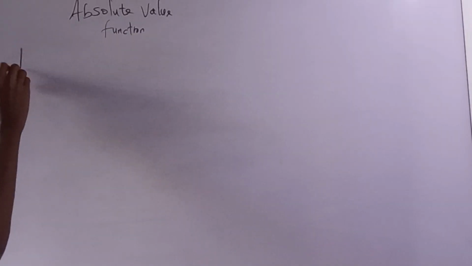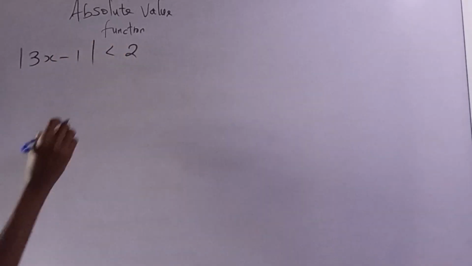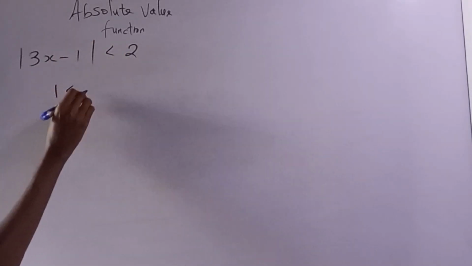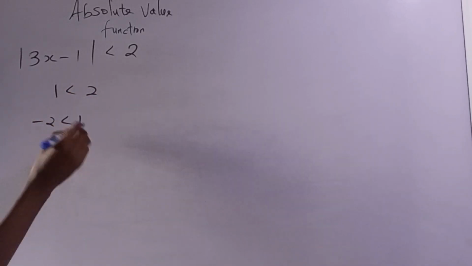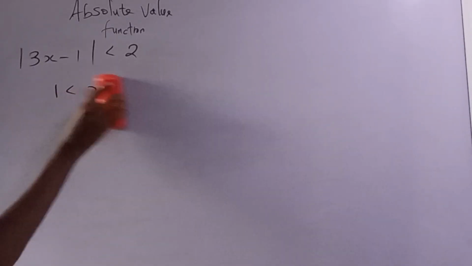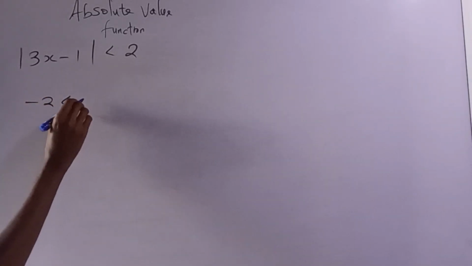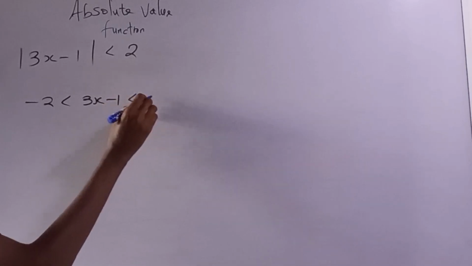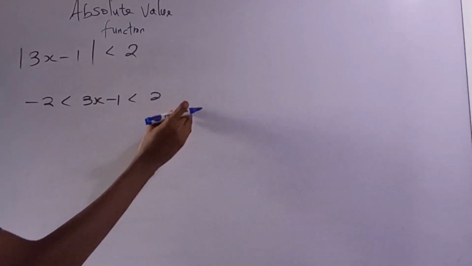Let's consider the absolute value of 3x minus 1 less than 2. Now, if you have a number, say 1, less than 2, then negative 2 will be less than 1, and 1 will be less than 2. So we are going to use this scenario now to rewrite our function as an interval. We can write this as negative 2 less than 3x minus 1, and 3x minus 1 less than 2. So we're going to solve the first side of our interval and the second side of our interval.